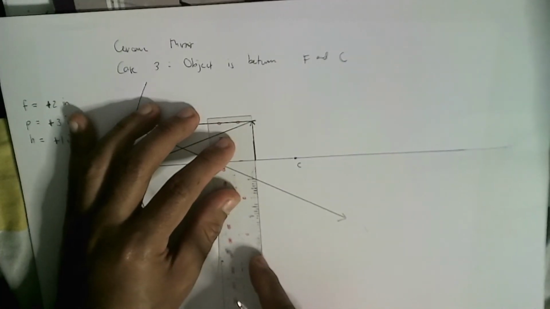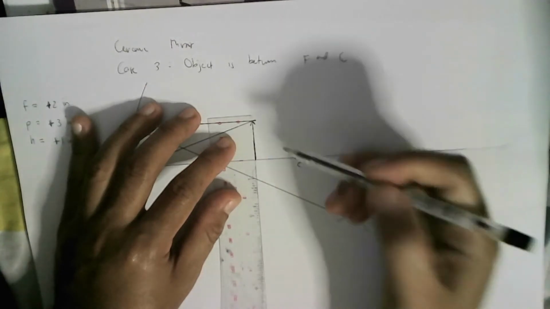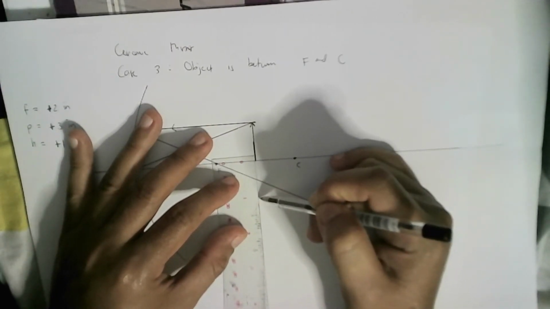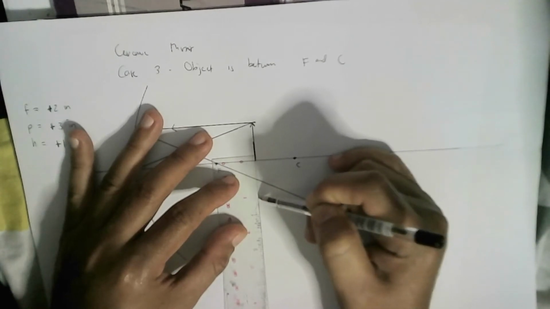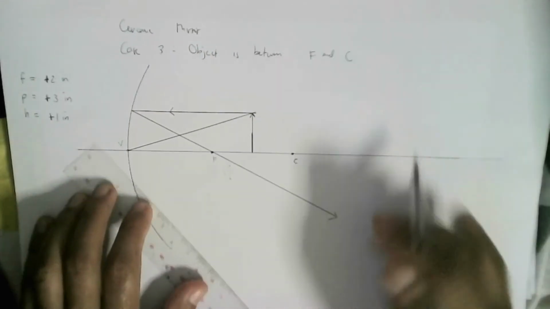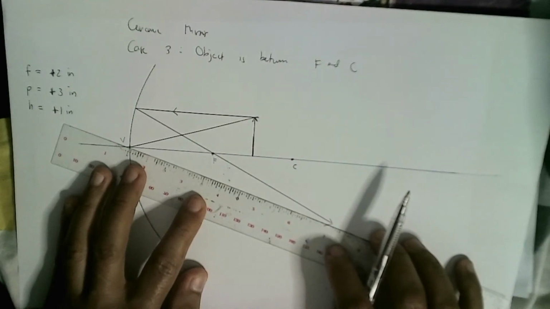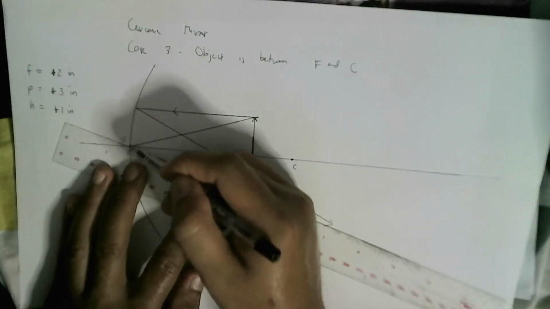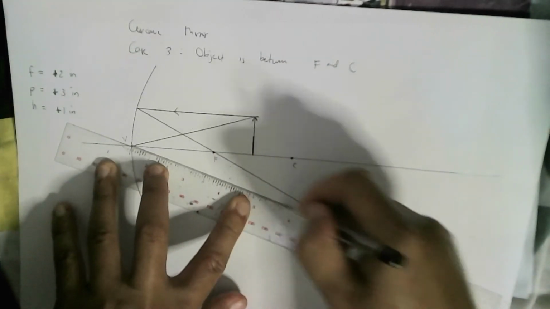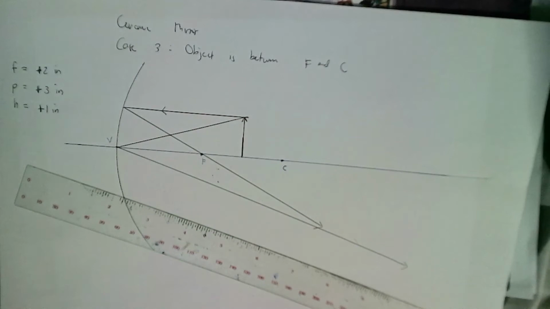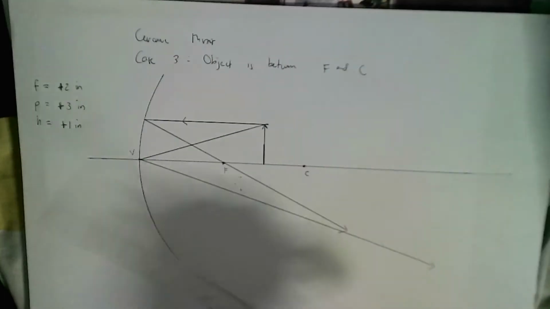This is 1 inch, right? This is 1 inch, the object. So now locate where that 1 inch is on the other side like that. And from there, you can make your line from the vertex, like so. Okay? That's the V ray.